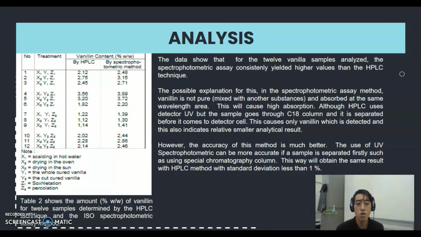The use of UV spectrophotometry can be more accurate if a sample is separated first, such as by using a special chromatography column. This way, we will obtain the same result as the HPLC technique with standard deviation less than 1%. For the analysis part from table 2, it shows that two different methods can lead to almost the same result if done with the correct technique. However, in these cases, the HPLC technique has the correct reading compared to the spectrophotometric method.